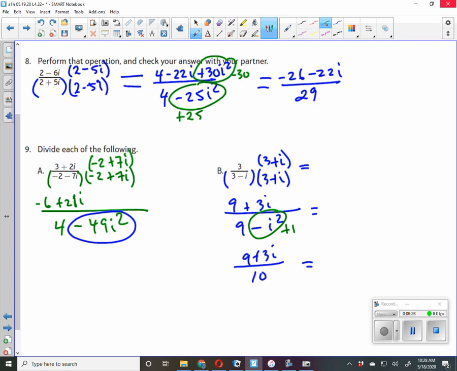Times 2i becomes minus 4i plus 14i squared. And again, remember that's going to change signs. What do we have? Well, this is plus 49, right? This is going to be minus 14. So we have in the denominator 49 plus 4 is 53. In the numerator, we have negative 6 minus 14 is negative 20. 21i minus 4i becomes plus 17i.